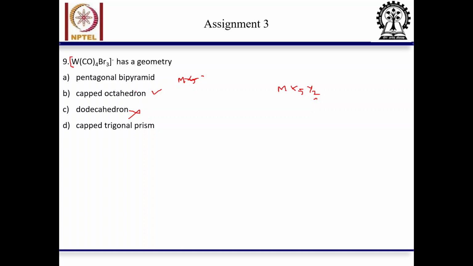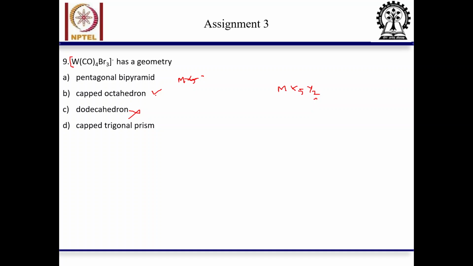So in this case, the capped octahedron is there. If you want to know actually why, then we have to go through crystal field theory or ligand field theory, which can help explain why this capped octahedron is there. Basically, we have to find out where the minimum energy configuration is, or in crystal field theory, where the crystal field stabilization energy is maximum. That way we can find out.